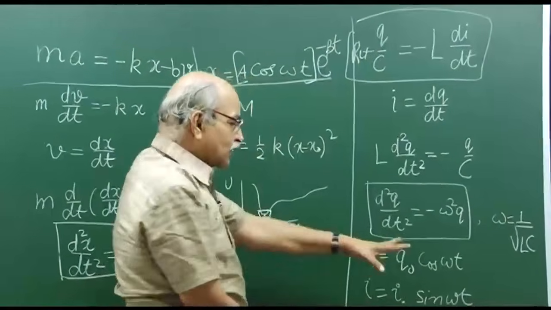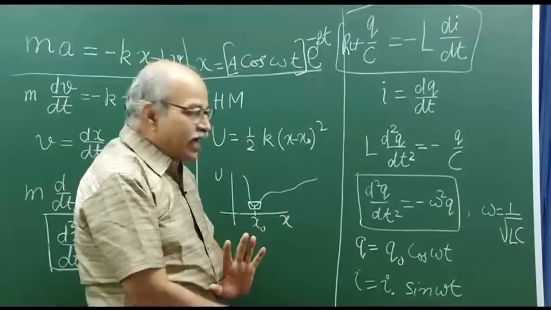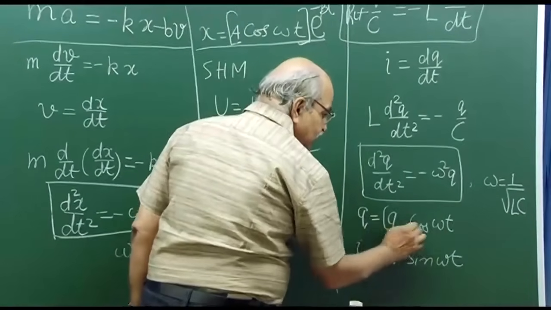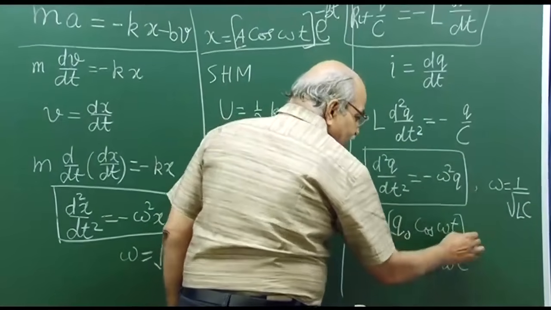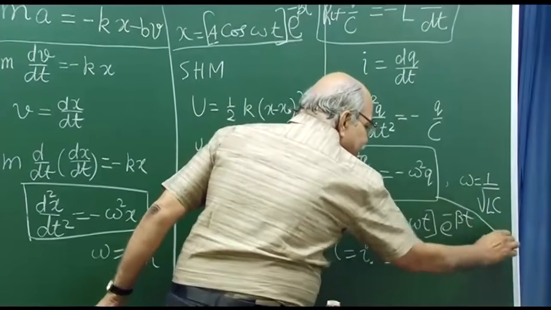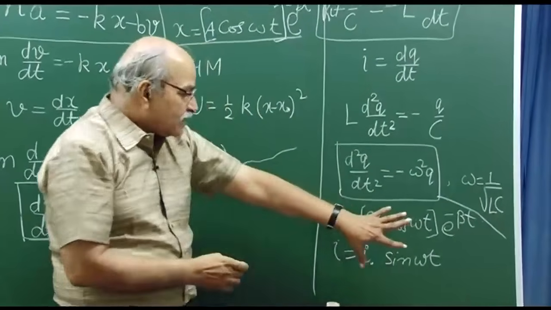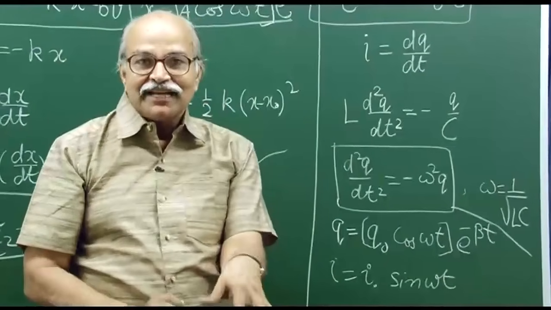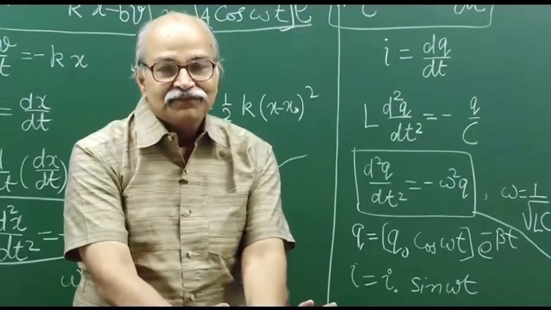Then your equation will change and you will have some q equal to q naught cos omega t times some e to the power minus beta t or like that. So the charge, and hence the current, will gradually damp out and finally it will all be 0.